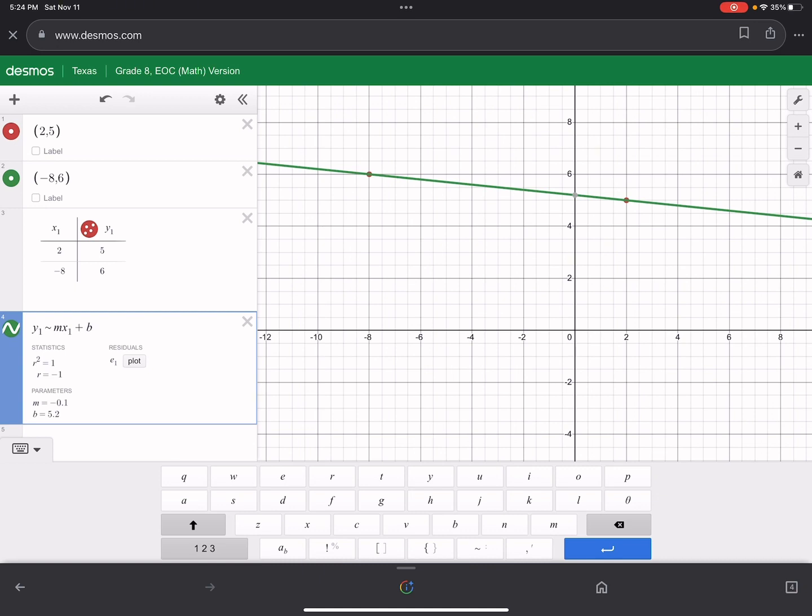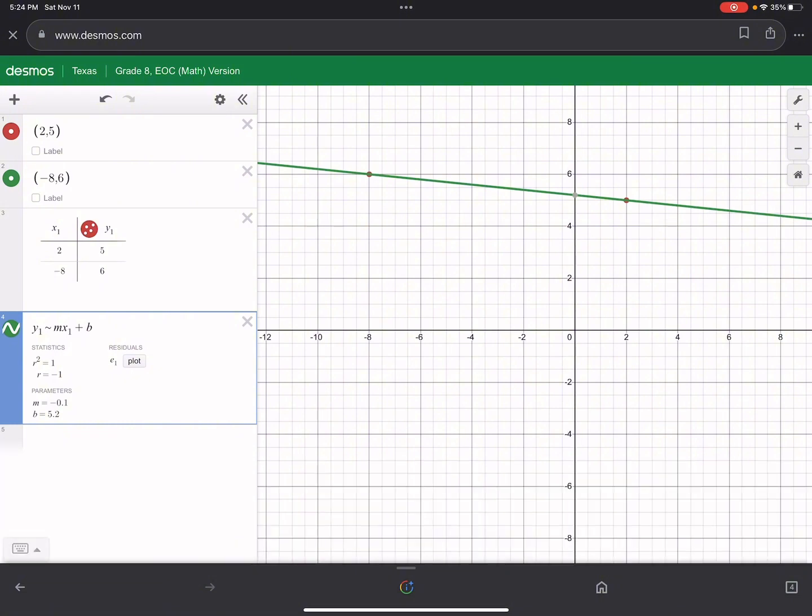And you see right below, it gives you some numbers. The R squared equals 1, R equals -1. None of that matters to us. What we're concerned with, or what we want to know, is what's the M or what's the B. Okay, so again, I don't want any decimal points. We don't want decimal points.